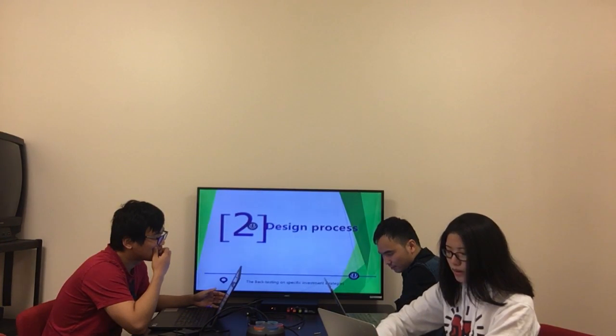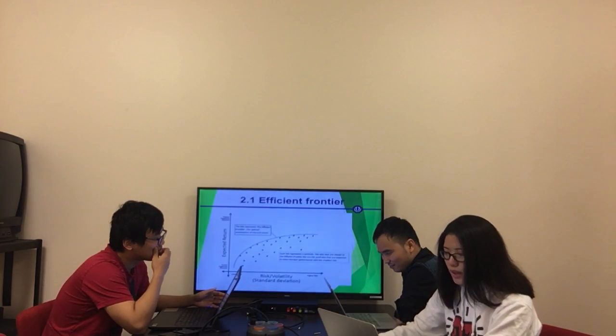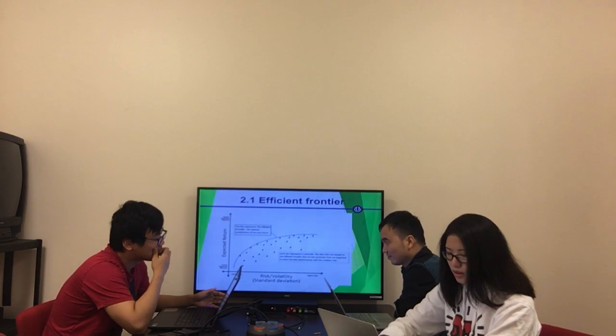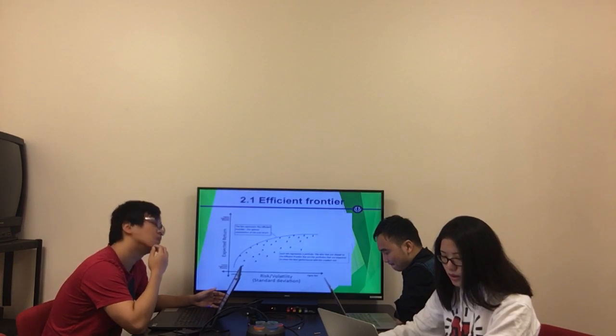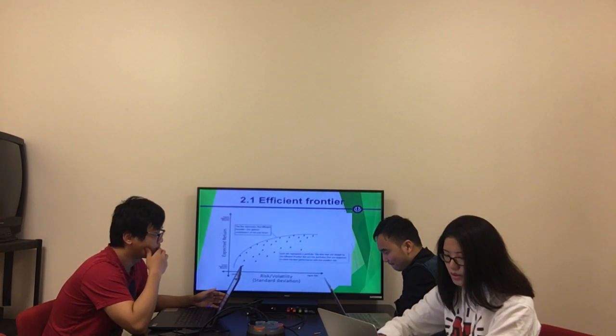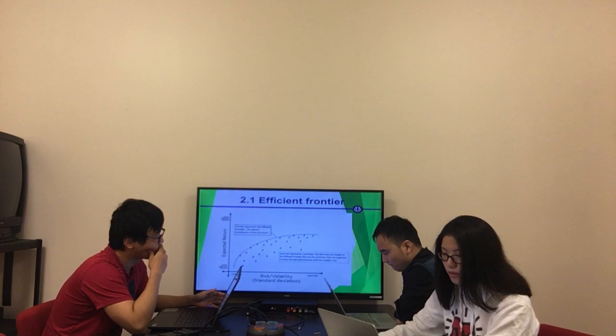Next, I will tell the detailed information about our design process. First, let me introduce Efficient Frontier. Efficient Frontier is the best optimal portfolios that offers the highest expected return for a defined level of risk, or the lowest risk for a given level of expected return.